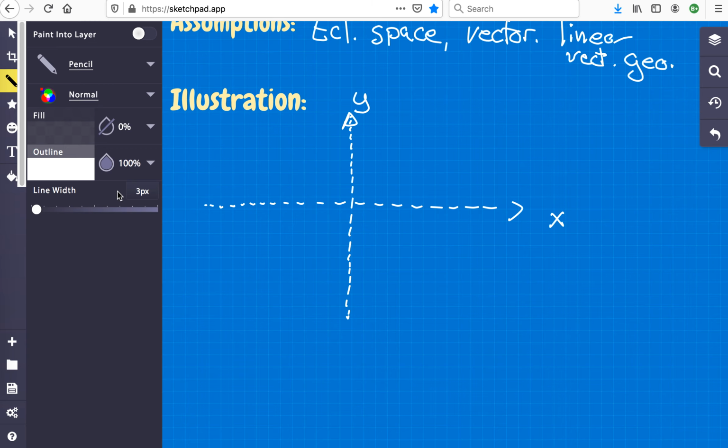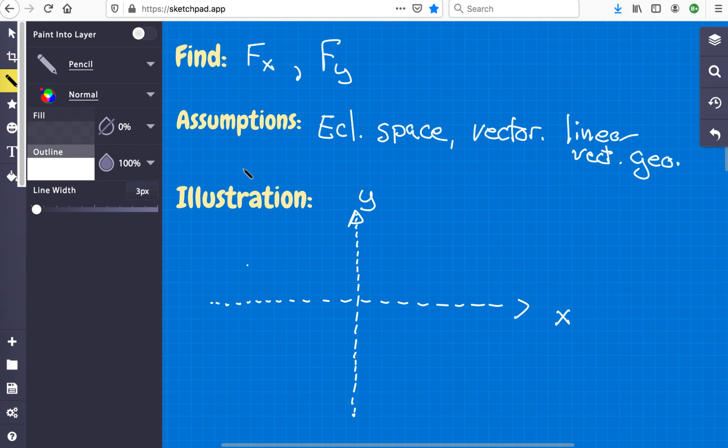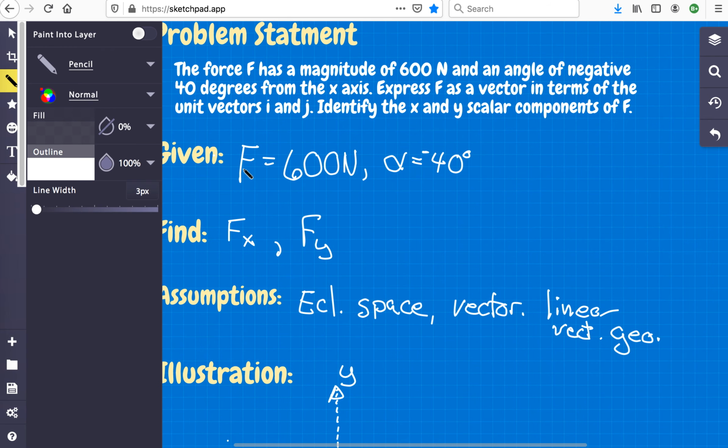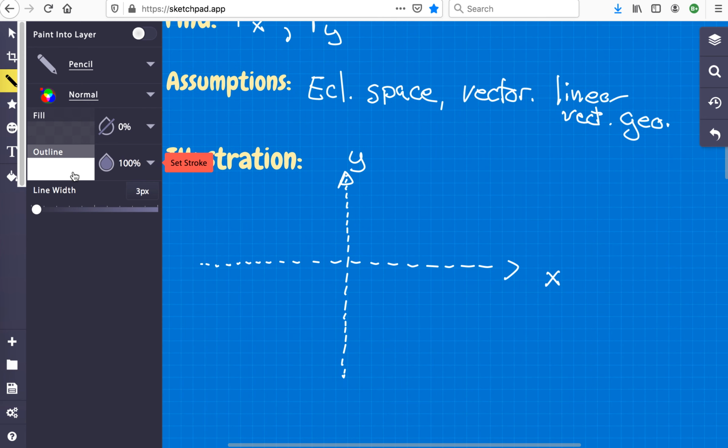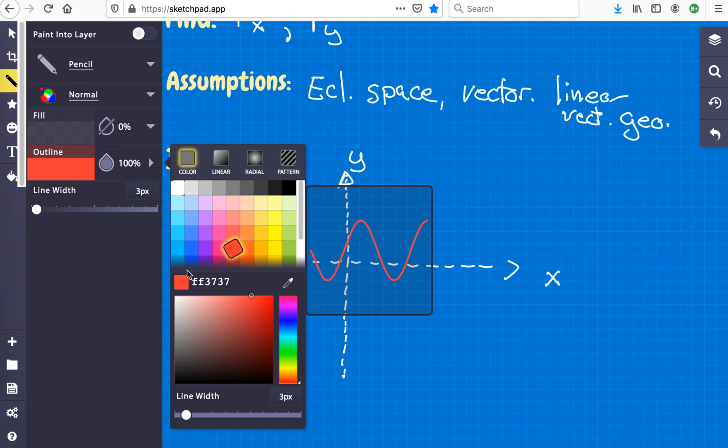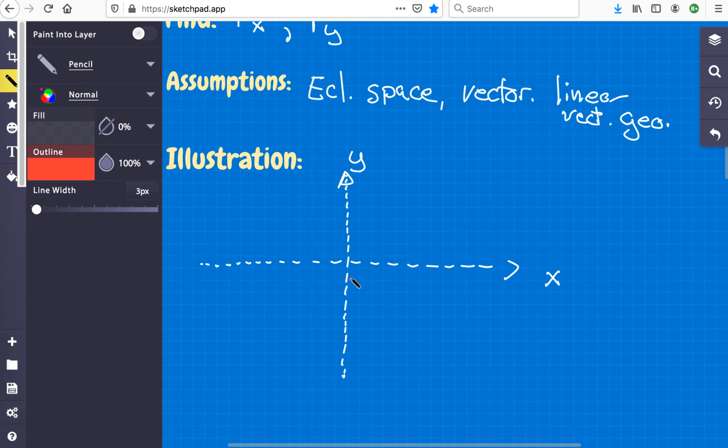And then, if we go back and reread the problem statement, so let's look up here and see what we have. We have a magnitude of 600 newtons, but we're going to express that in the illustration as an F. And we're going to use this alpha of negative 40 degrees. If you have the capability, it is better, in my opinion, to use colors to represent different things.